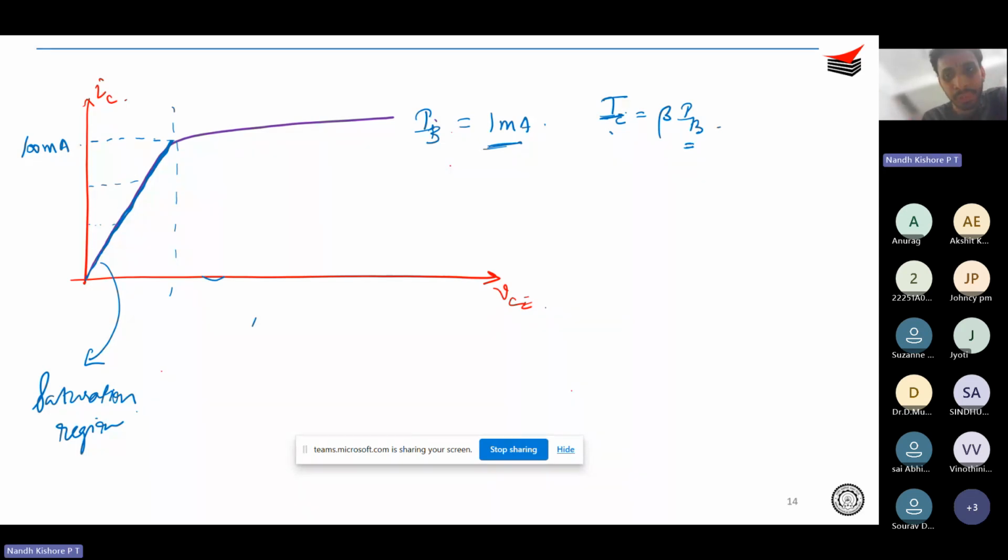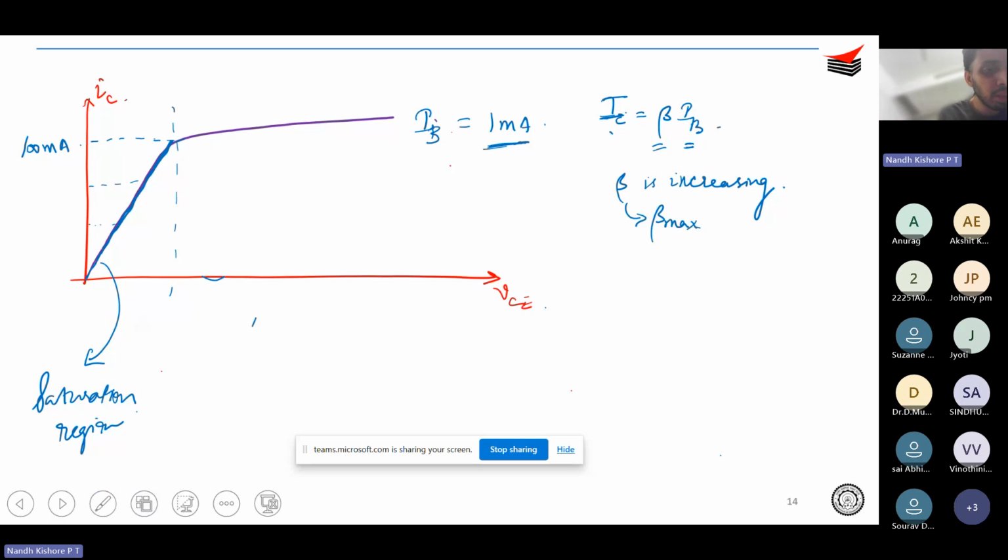So then what is changing? Your IB is fixed at 1 milliamp, but IC is increasing with VCE. That means your beta is effectively changing. Beta is increasing. And finally, at beta max or beta rated, whatever you call it, the saturation current is reached. Let's say this point is 50 milliamps, this point is 25 milliamps and so on.